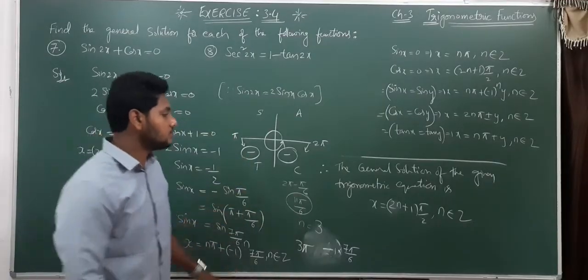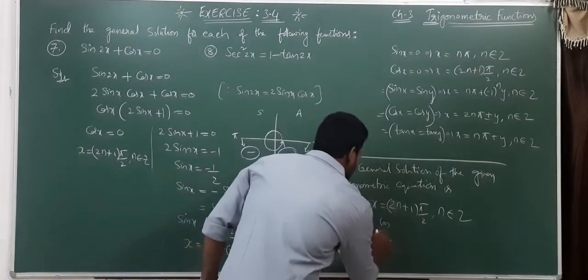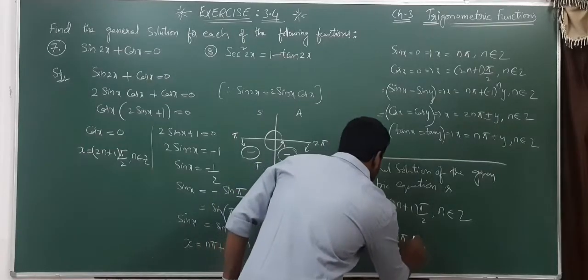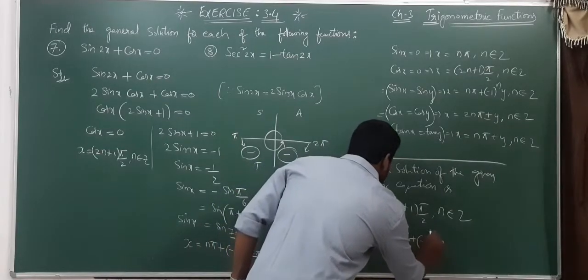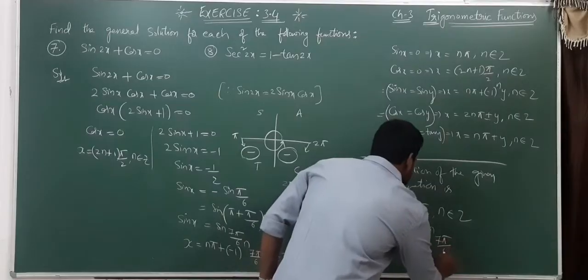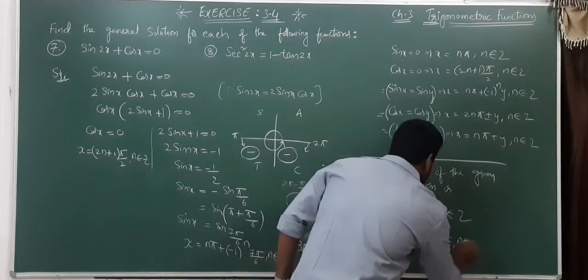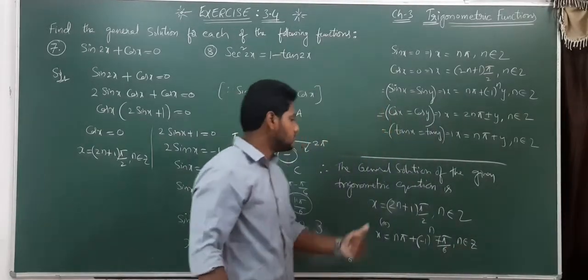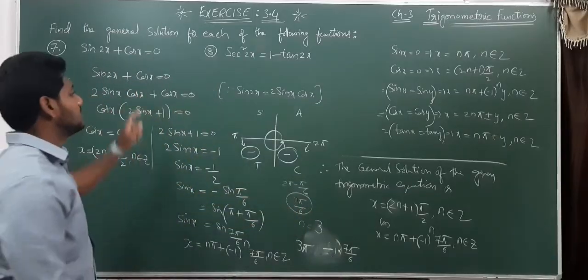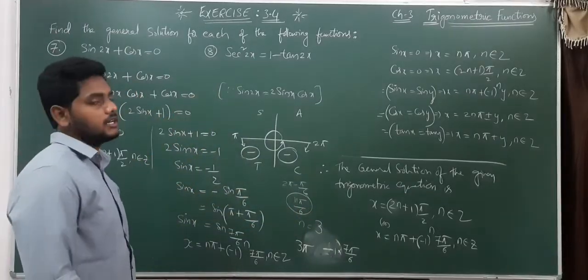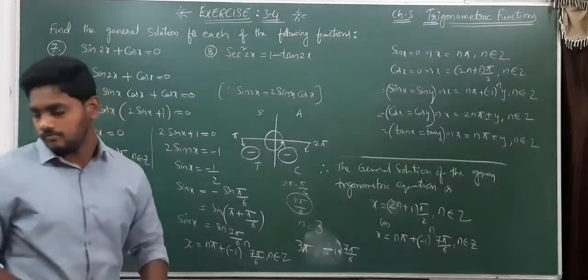Therefore, the second general solution is x is equal to n pi plus minus 1 whole power n into 7 pi by 6, n belongs to z, right? So pause the video to note it down. This is about question number 7. Next we will solve question number 8. Pause the video to note it down.